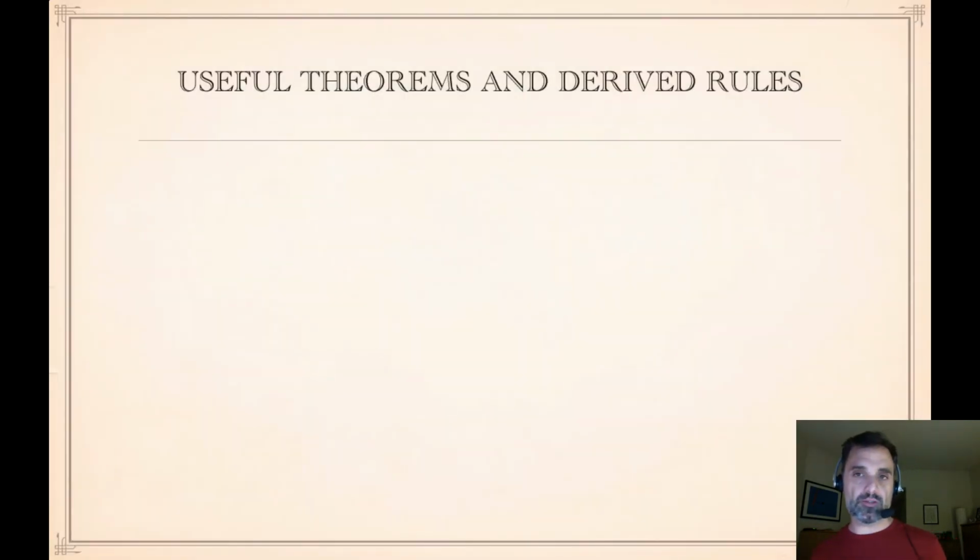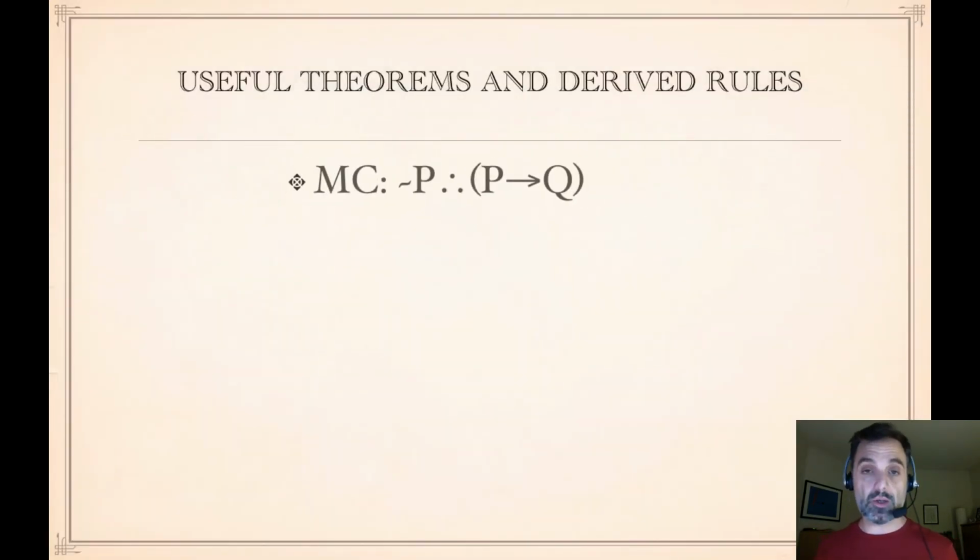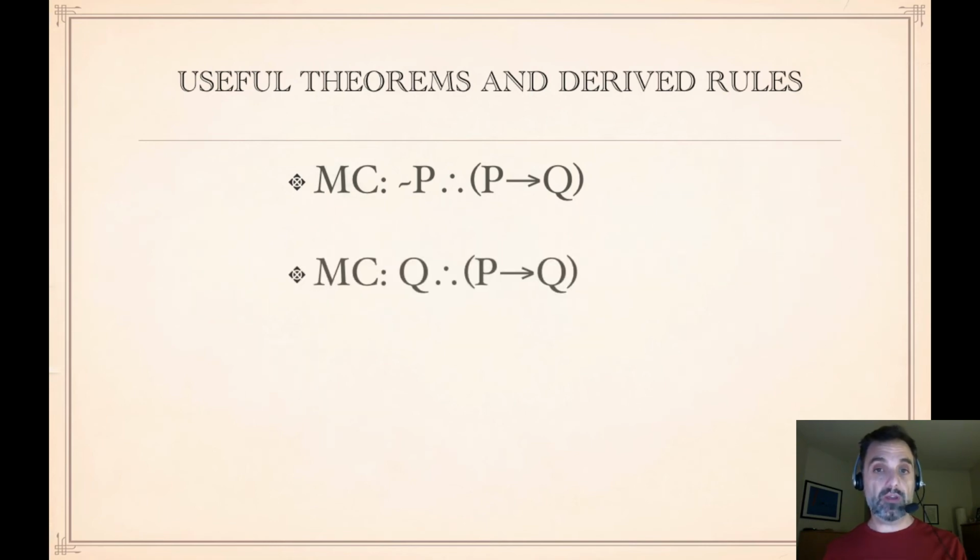So what are some useful theorems and derived rules? Well, ones I've been stressing. So MC has two versions. This is the one we haven't seen. If not P, you can infer if P, then Q. And also, if you have Q, then you can infer if P, then Q. That's the one we were just looking at, and it's any instance of these.